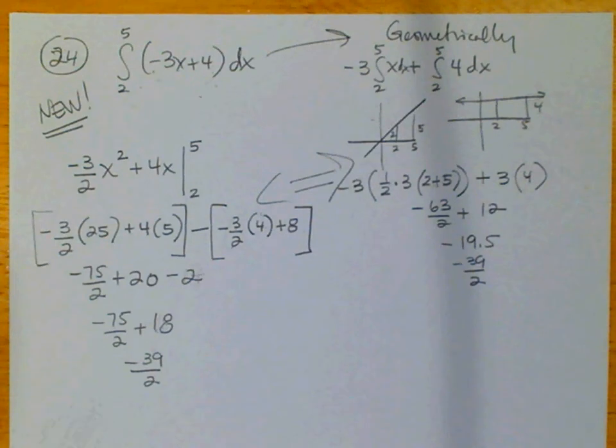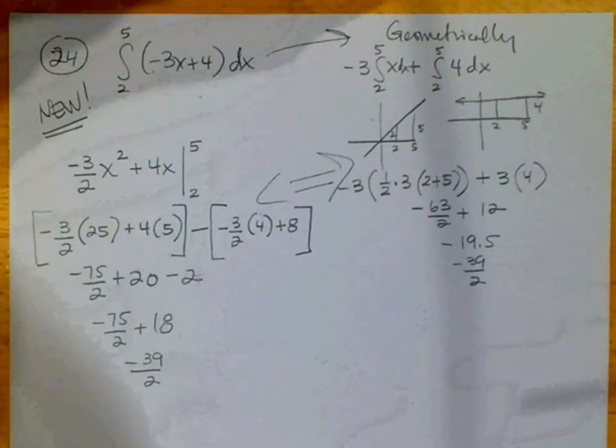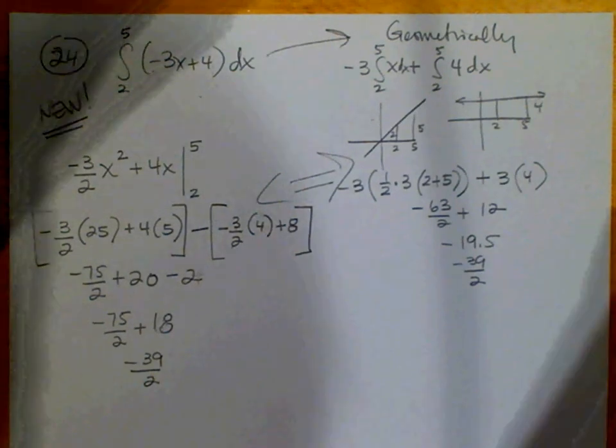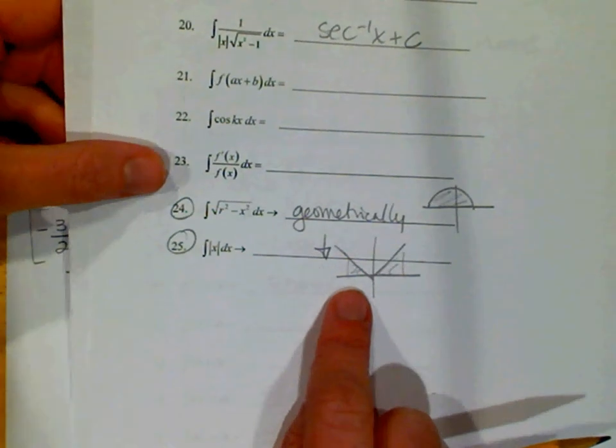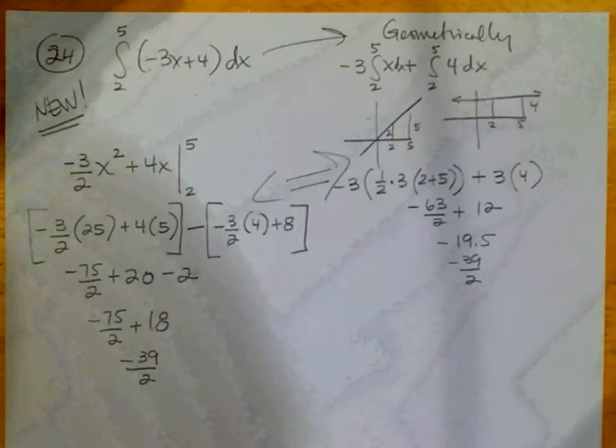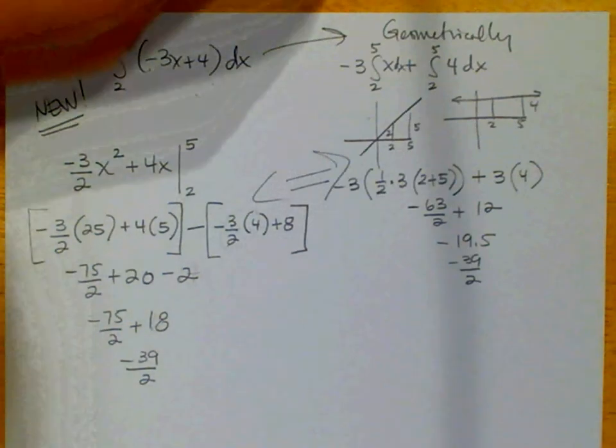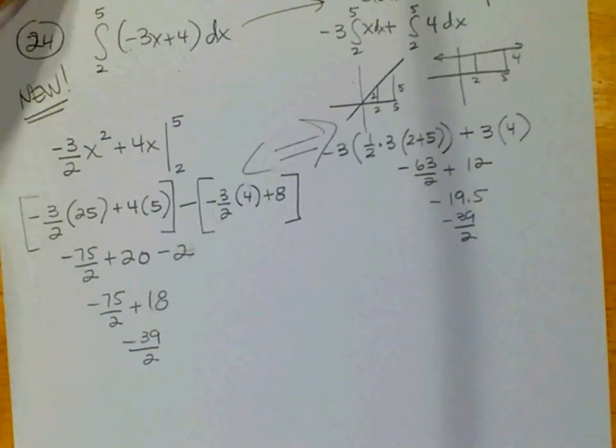Okay, now remember, there's a couple times where you just can't find the antiderivative. Case in point, I just said the semicircle and then something like absolute value. You want to go ahead and find that geometrically, but let's go ahead and practice this a couple more times on a problem like 25.